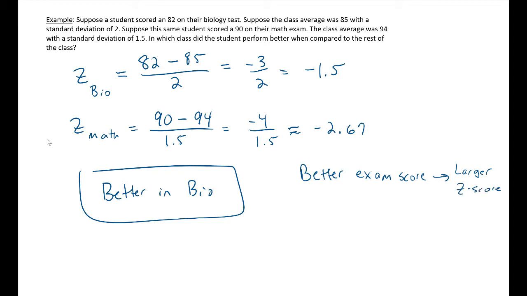But when it comes to time, when it comes to races, better as far as time is actually the opposite. In this case, the faster racer, in terms of time, will actually be the lower z-score between the two. So you have to read your question carefully and understand what they mean by better or faster.